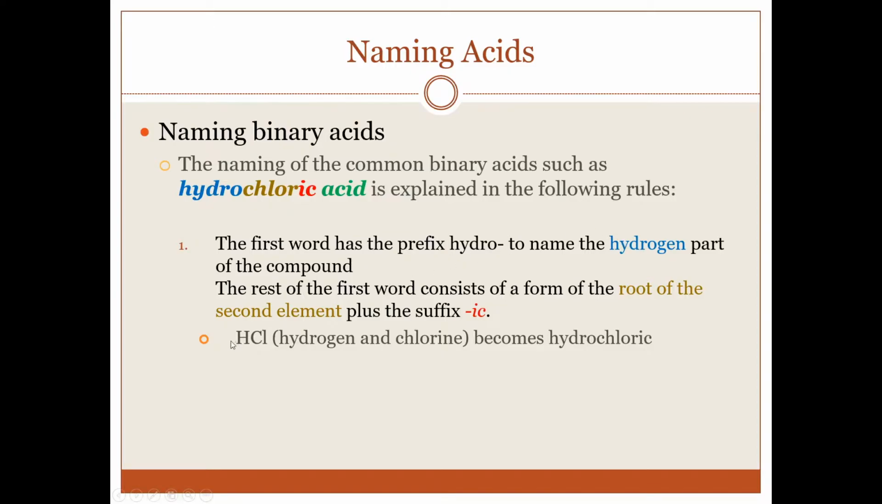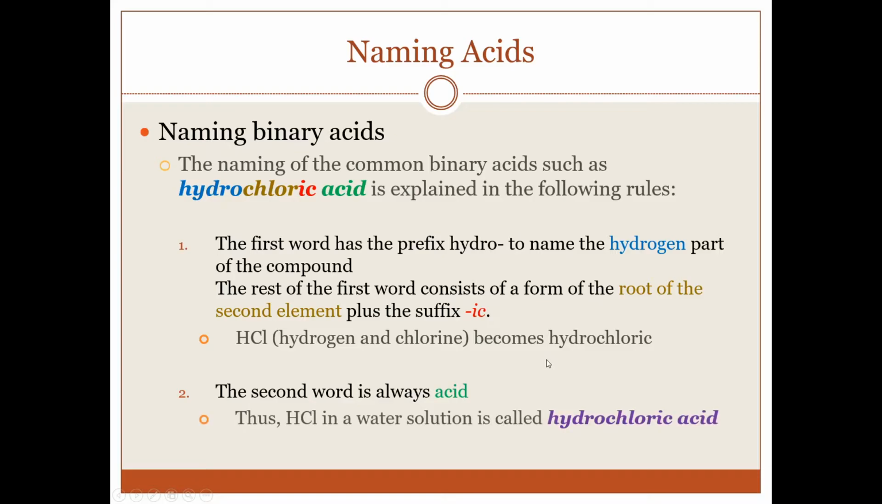So we have hydrogen and chlorine. So the first part, hydrogen, is going to be the prefix hydro. So hydro is the prefix. The root of chlorine is going to be chlor. So we have hydrochlor. And then we're going to end with the suffix ic. So hydrochloric. The second part is always going to be acid. So when we put it together, it's going to be hydrochloric acid.